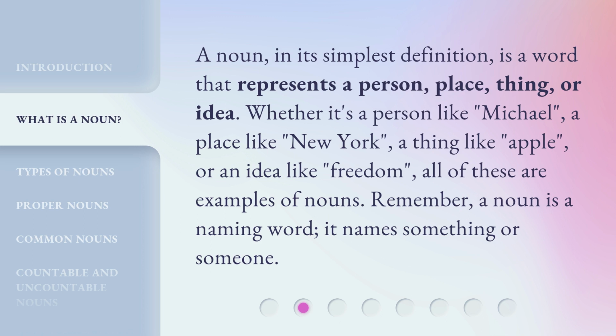A noun, in its simplest definition, is a word that represents a person, place, thing, or idea. Whether it's a person like Michael, a place like New York, a thing like Apple, or an idea like freedom, all of these are examples of nouns. Remember, a noun is a naming word. It names something or someone.